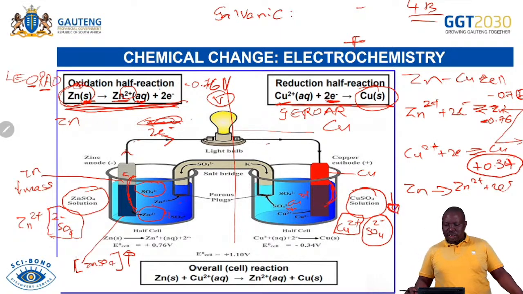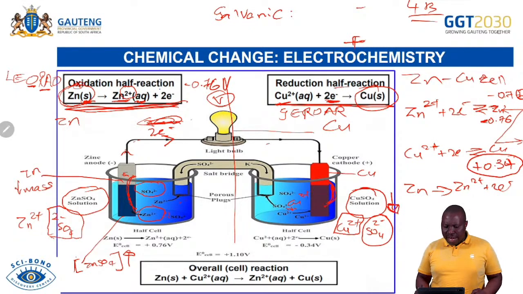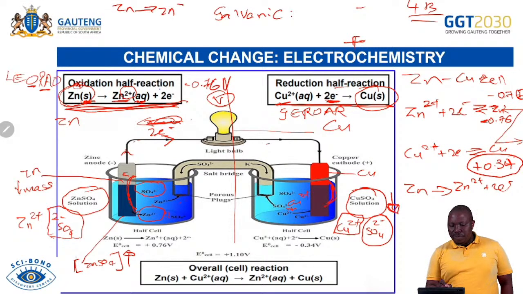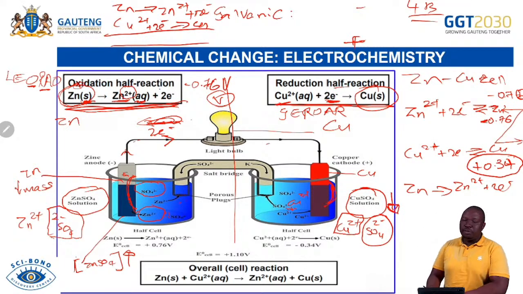Now, we refer to these as half reactions: the oxidation half and the reduction half. When you combine the halves, we have the overall cell reaction, or net cell reaction. Most of the time, we say write down the oxidation half reaction: zinc forming zinc 2 plus plus 2 electrons. And then the reduction half: copper 2 plus plus 2 electrons forming copper. Then you are able to say we have 2 electrons on the left and 2 electrons on the right.